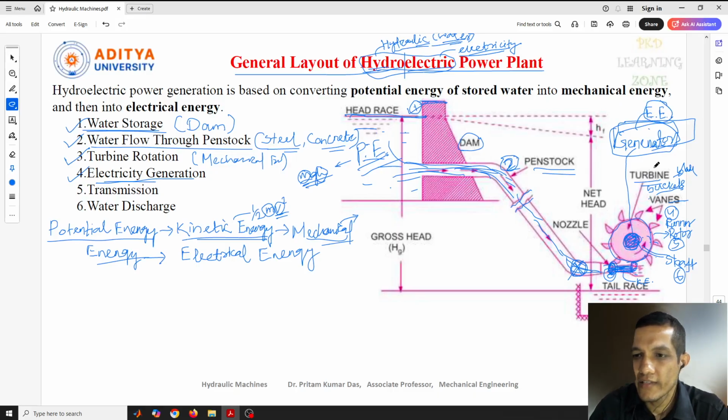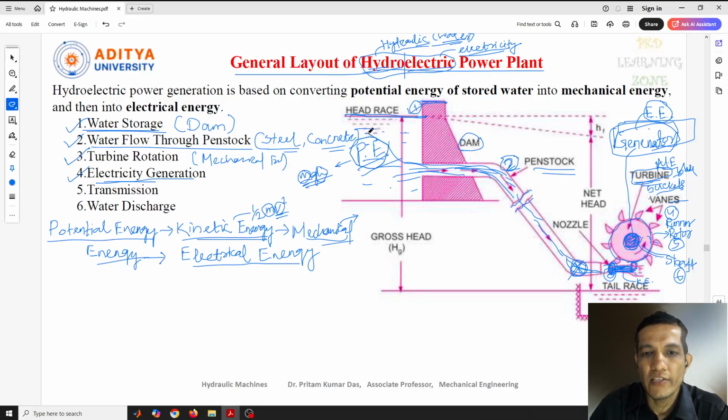So the turbine is here. When the turbine starts rotating, that rotation is nothing but mechanical energy. And from mechanical energy, electrical energy, or electricity, is produced at the generator. That is the generator. So this is the process of a hydroelectric power plant.